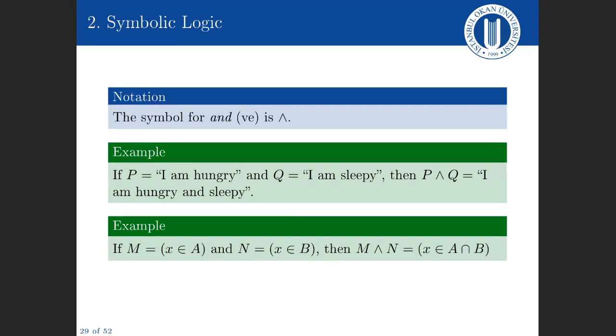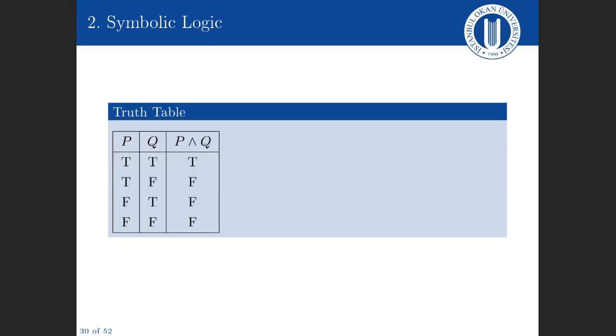If you're trying to remember which symbol is OR and which symbol is AND, try to remember that they open the same way as the union and intersection. A truth table for AND. AND means we need both P and Q to be true. First line, are both P and Q true? Yes. So P and Q is true.